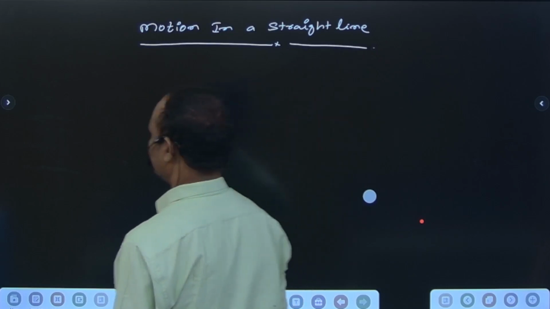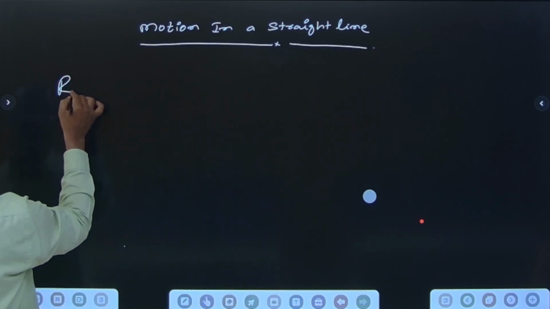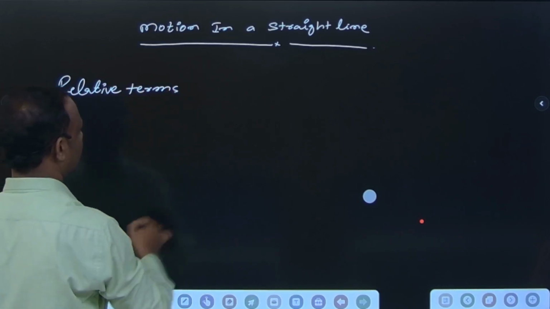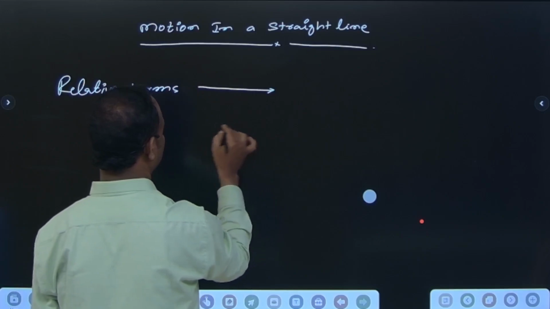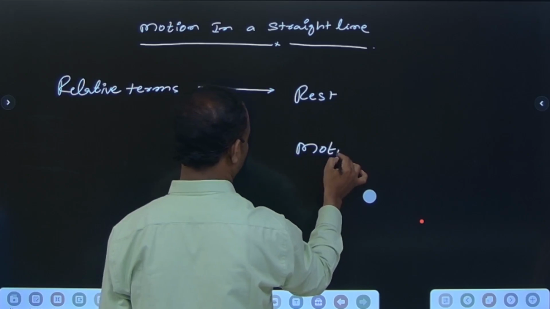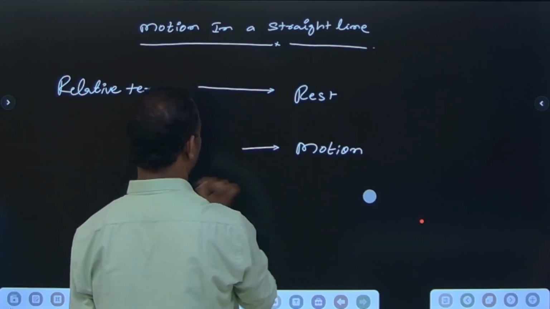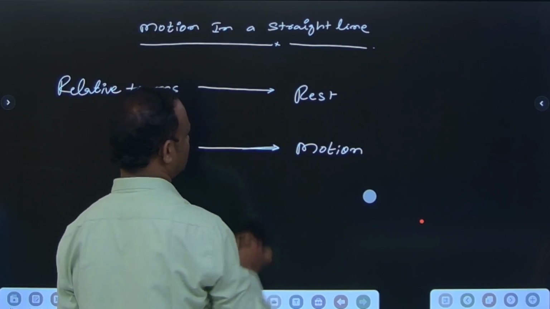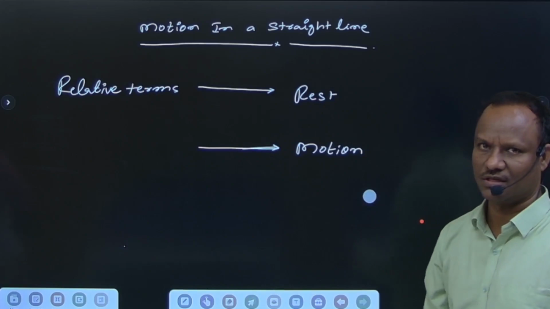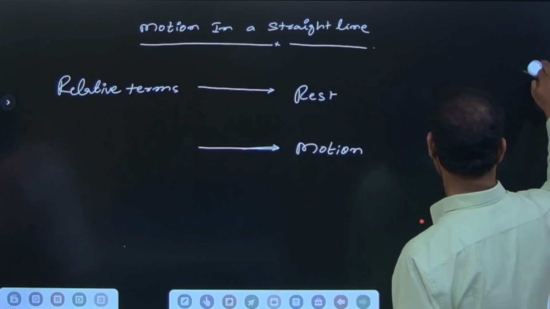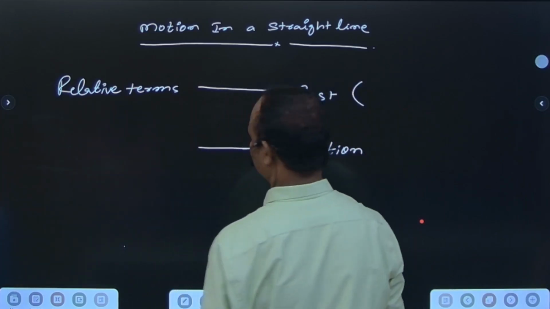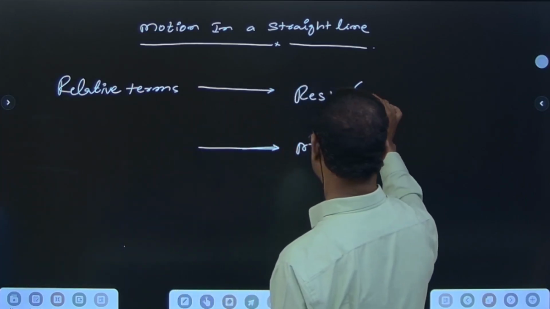In motion in a straight line, first the relative terms. There are two relative terms. The first one is rest, the next one is motion. So what are these relative terms, rest and motion? If a body is at rest, it is the absence of motion. If a body is in motion, it is the absence of rest. So what am I saying about rest? If a body doesn't change its position with respect to surroundings.